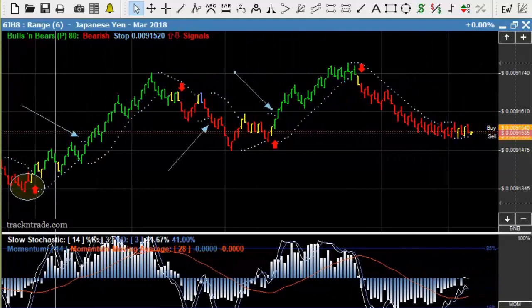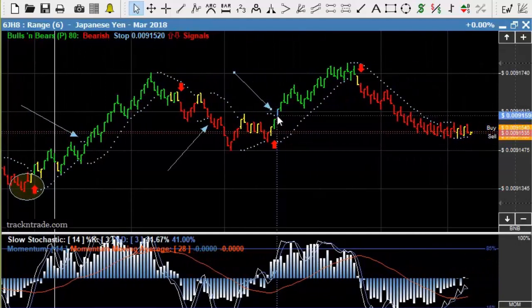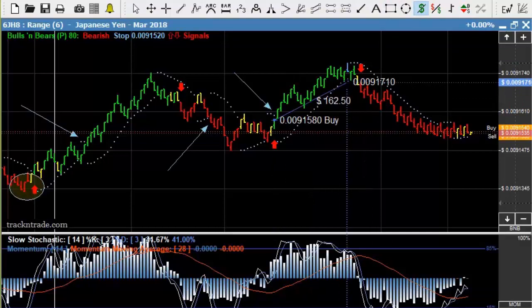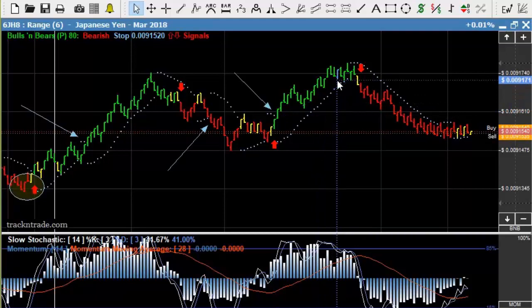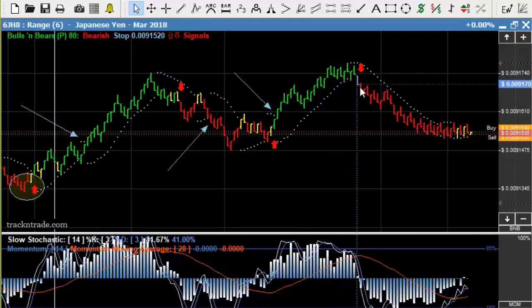And as you can see, as we move out into time, from this entry point to the next exit, right up in here was about a $162 move here in the Japanese yen. Again, that does not represent commissions and fees. This market just rolled off the top of this thing and rolled right back down.